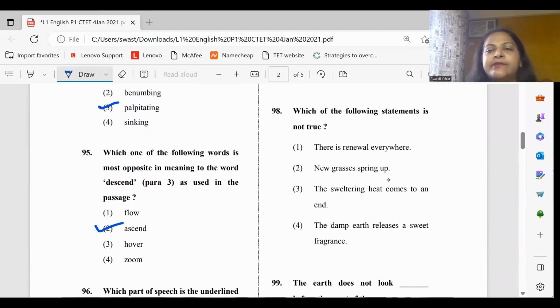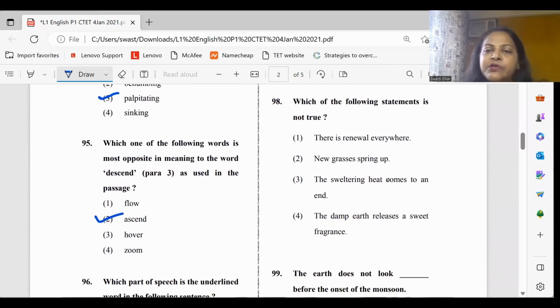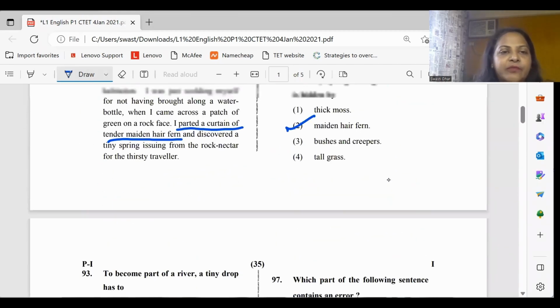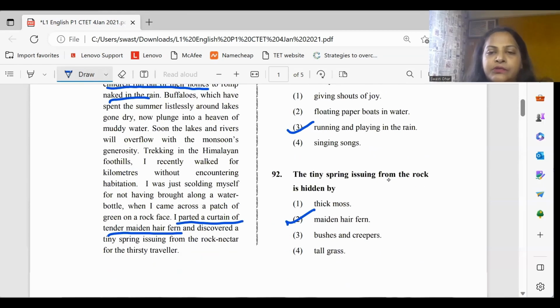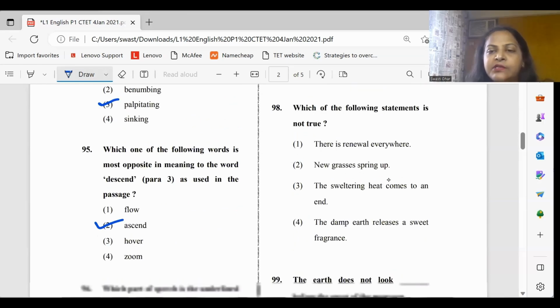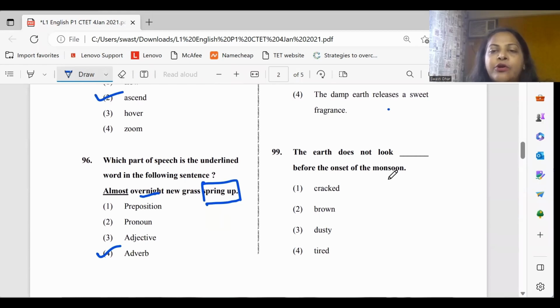Which of the following statement is not true? So there is renewal everywhere, new grass springs up. So this is a line from the passage. There is renewal everywhere, new damp earth releases and new grass springs up. So we do have the sweltering heat comes to an end. The earth does not look dashed before the onset of the monsoon.